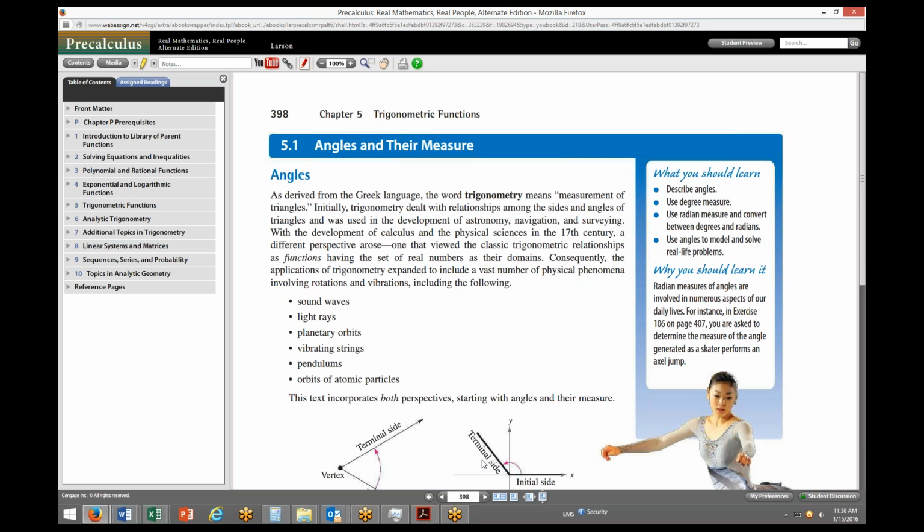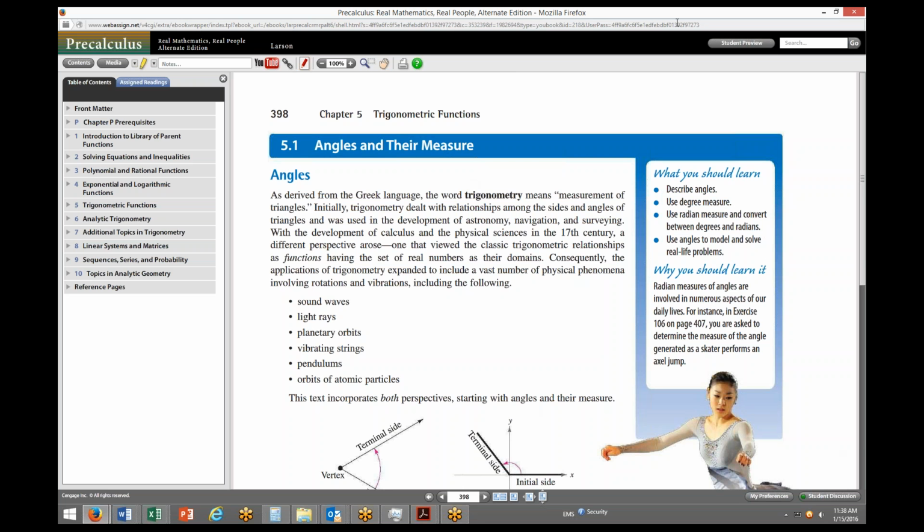These corners or joints in the Greek word was gon, G-O-N. So if it had 3 joints, it was a trigon. If it had more than that, like 6 joints, it was a hexagon, and such as that. So that's where those words come from.